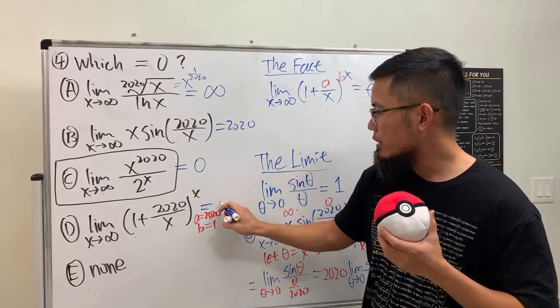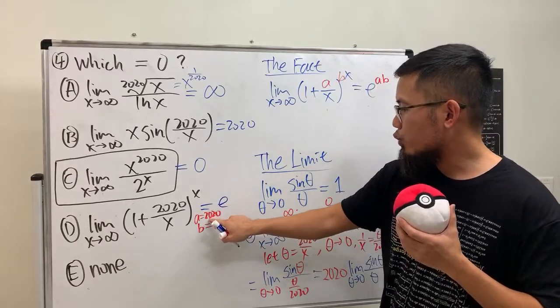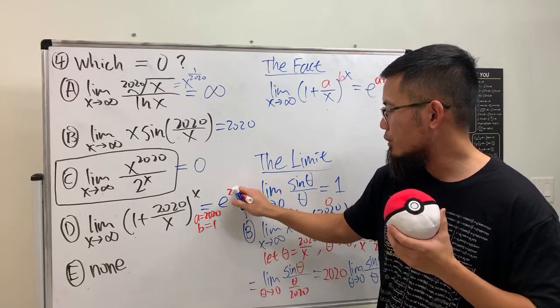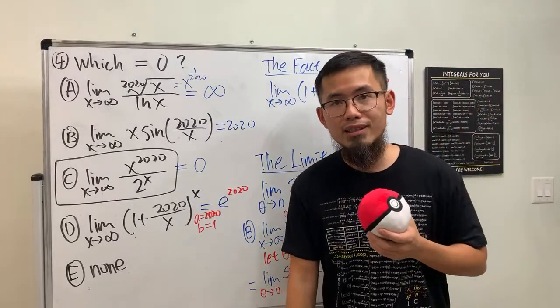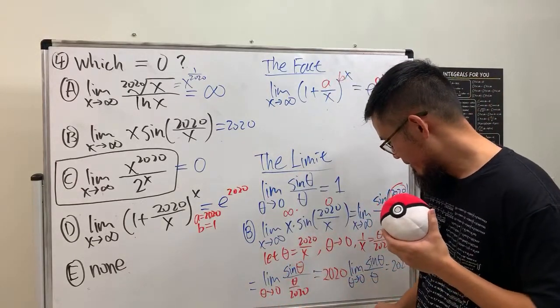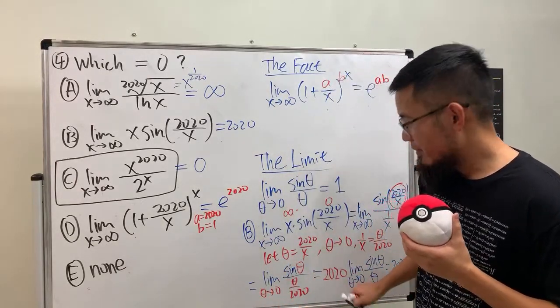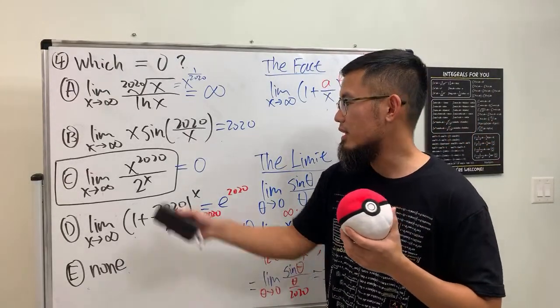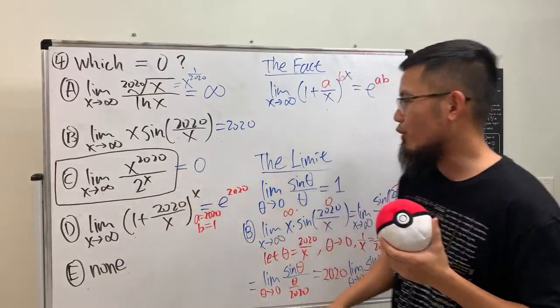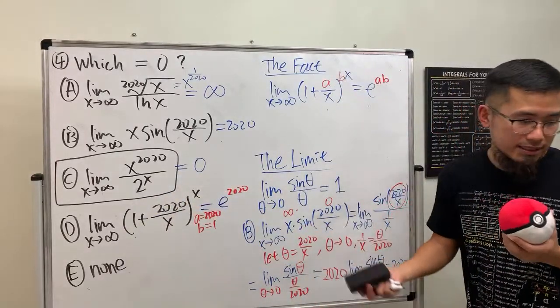So all in all, this is just e to the 2020 times 1, so it's just e to the 2020 power, like that. And guess what? We are done. That's it, right? All right, so again, you can actually finish this question in like 10 seconds by using the fact, right? But I just want to go over everything for you guys. So that's pretty much it.